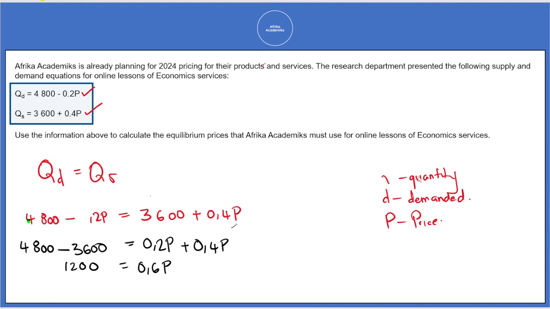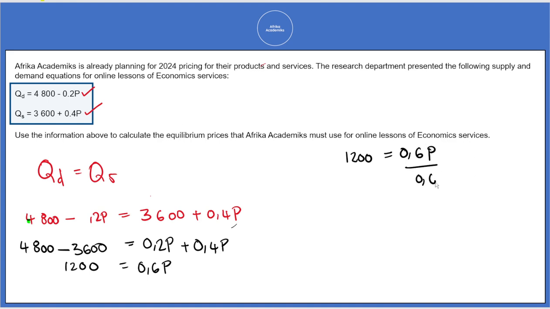So let me just show on the side what is actually happening. So we have 1,200 being equals to 0.6p. So you'll just divide both sides like this, and then obviously this will cancel this. You'll be left with p, and then 1,200 divided by 0.6, this side will be 2,000. Okay, so the equilibrium price in this case is 2,000.